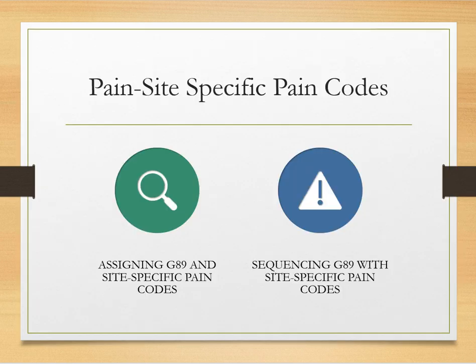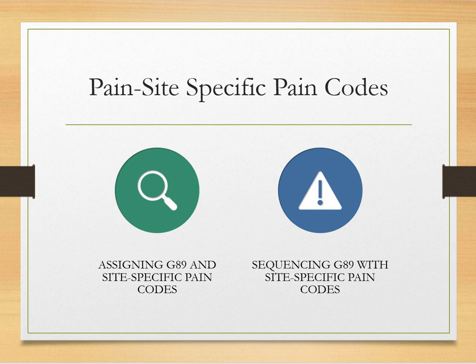Next up, we're going to look at using G89 codes in conjunction with a site-specific pain code. First, codes from category G89 may be used in conjunction with codes that identify the site of the pain. For example, I'm thinking of when a patient has low back pain, M54.5, but it's chronic in nature, you can use both codes because the M54.5, the low back pain, shows specifically where the site of the pain is.